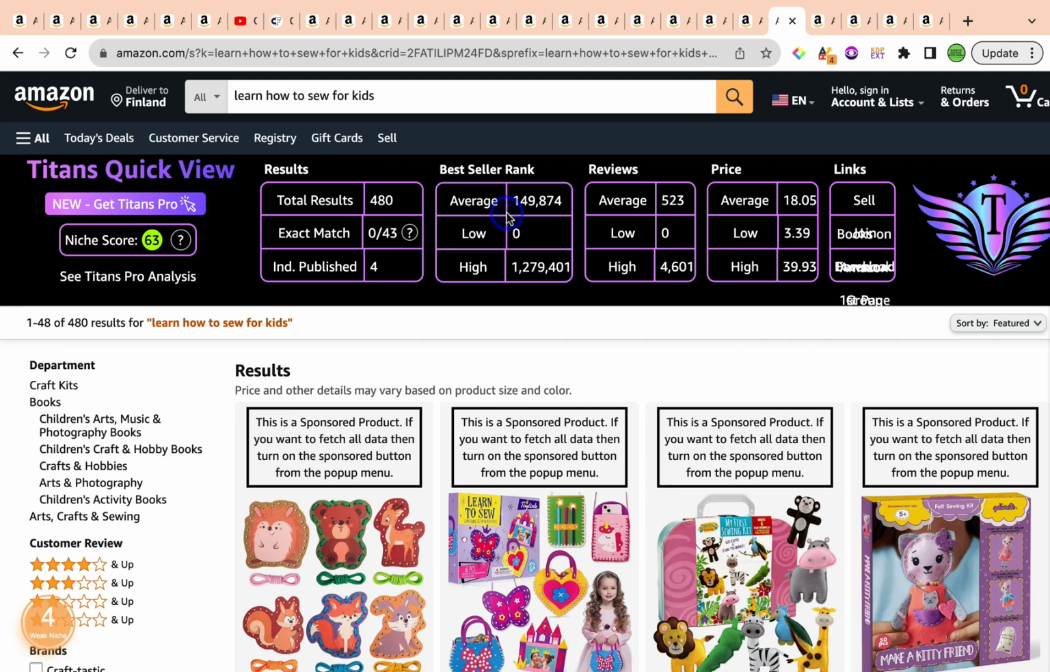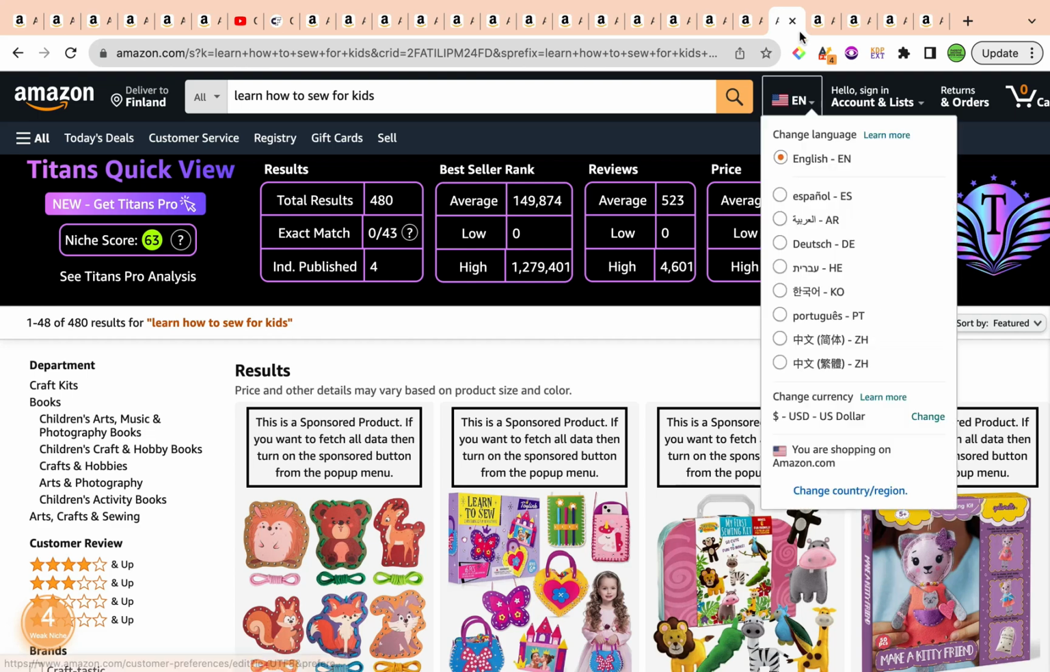It's currently sitting at 149,874, coming to the average reviews of 523 and the average high price of $18.05. You can use this keyword as part of your title, part of your subtitle, or part of your 7 keyword slots. This is a wonderful keyword to target specifically when it comes to creating learn how to sew for kids logbook, track book, journal, template book projects, anything to do with sewing for kids.